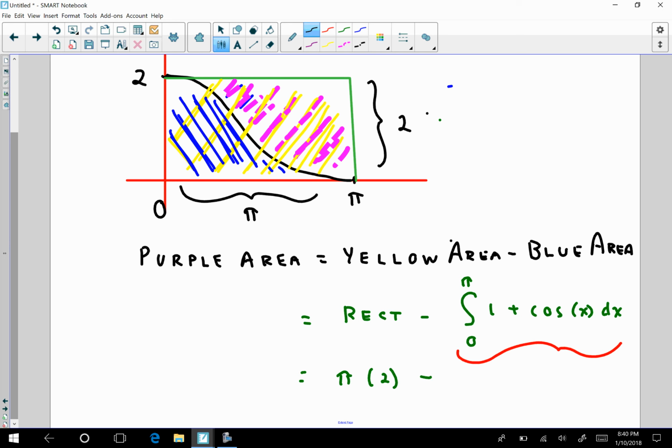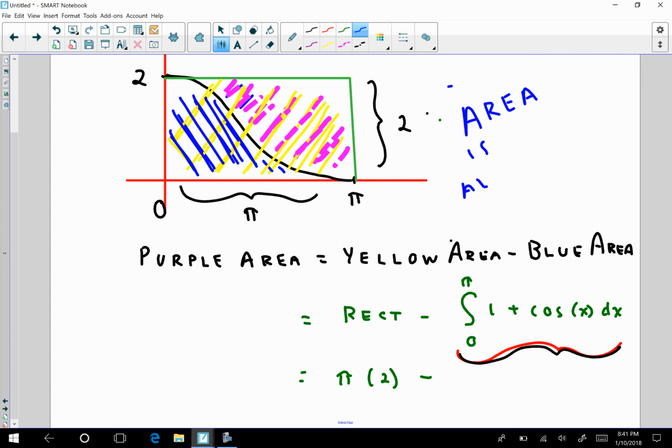Ladies and gentlemen, I'm going to let you evaluate this definite integral on your own. Keep in mind, I want the purple area. The purple area is going to be 2 pi minus whatever answer you get from evaluating this definite integral. Keep in mind, boys and girls, friends and neighbors, that area is always positive. So if you end up with a negative answer, you've done something wrong with your analytical work.